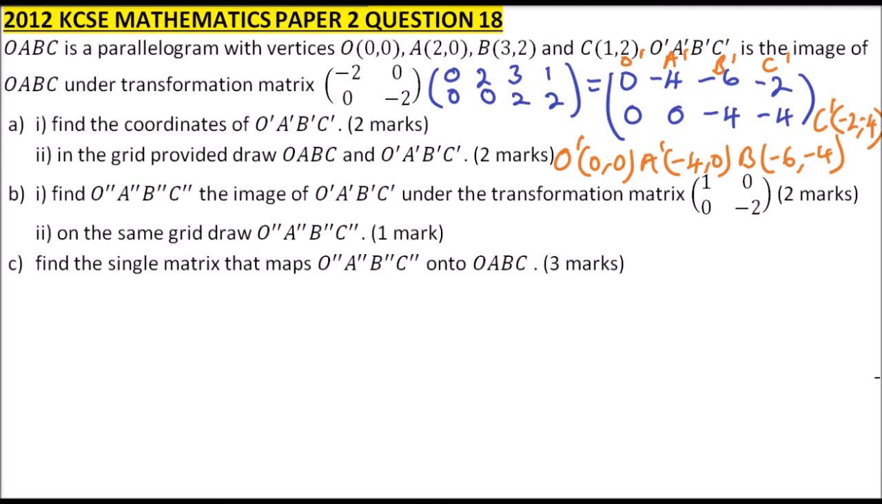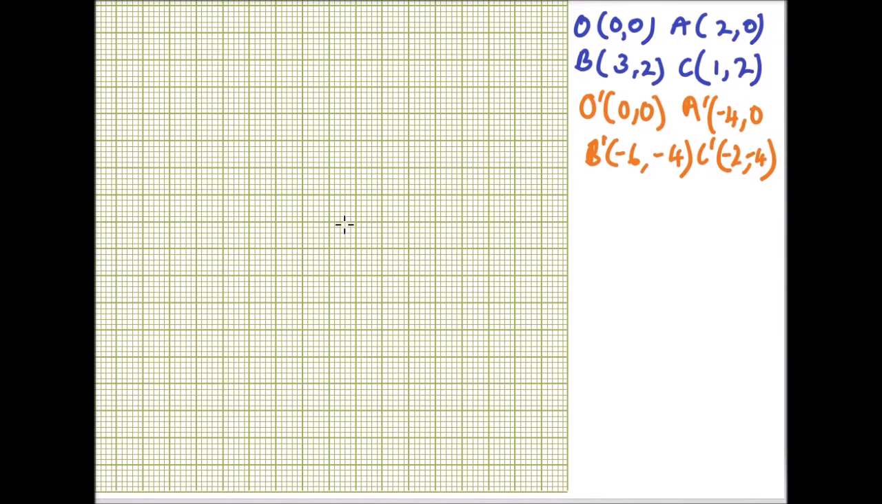So we go to Roman number 2. In the grid provided, draw OABC and OABC prime. So let's do that on a grid. This is the grid that I'm going to use to plot the two figures. I've already inserted the coordinates of the object and the coordinates of the image, which we have calculated using the transformation matrix. So let me first of all draw my Cartesian plane.